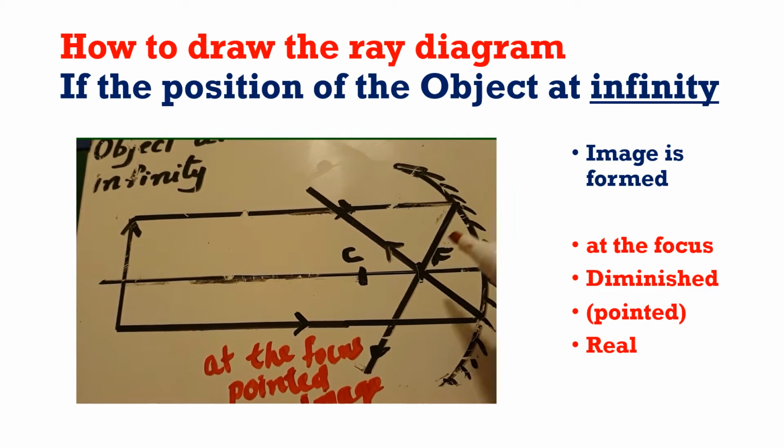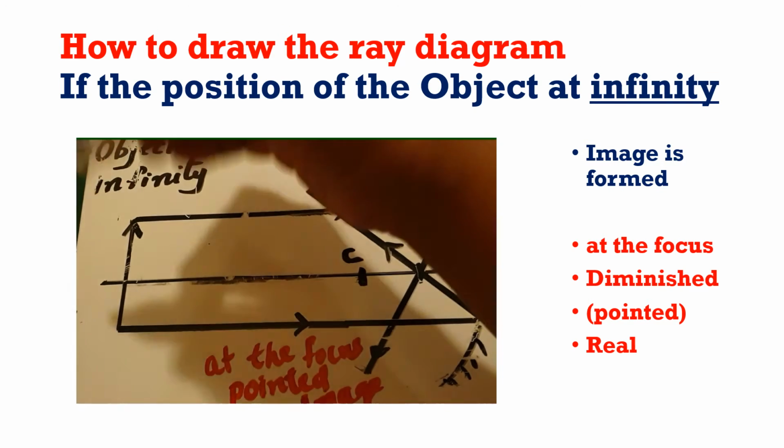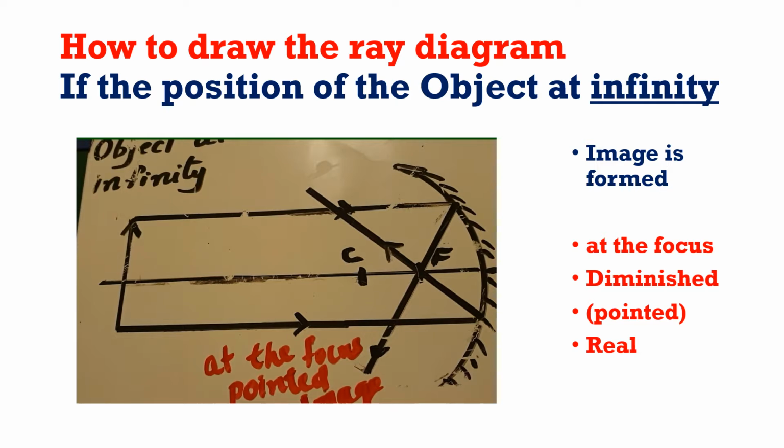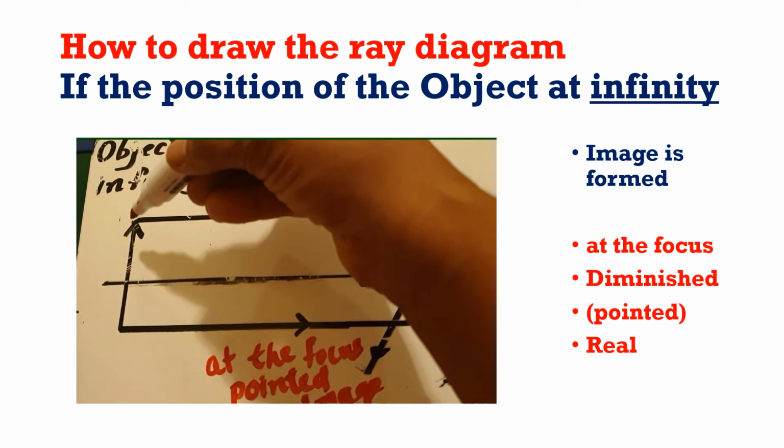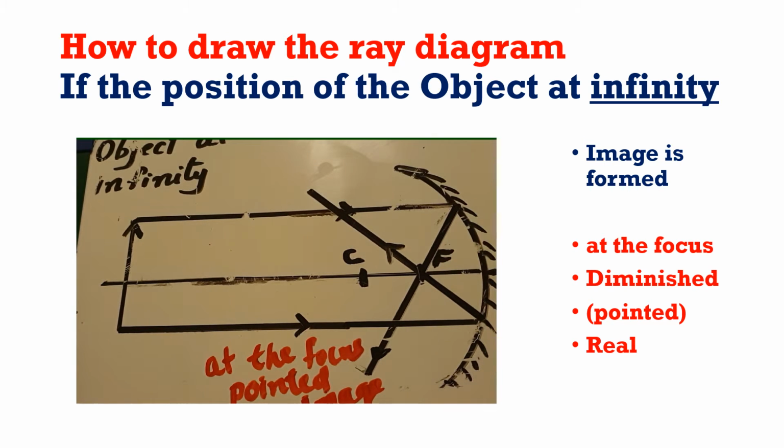Same way we learned, if the object is placed at the focus, we'll get the image at infinity. We cannot see that image at all. It is at infinity. And if the object is placed at infinity, we'll get the image at the focus.